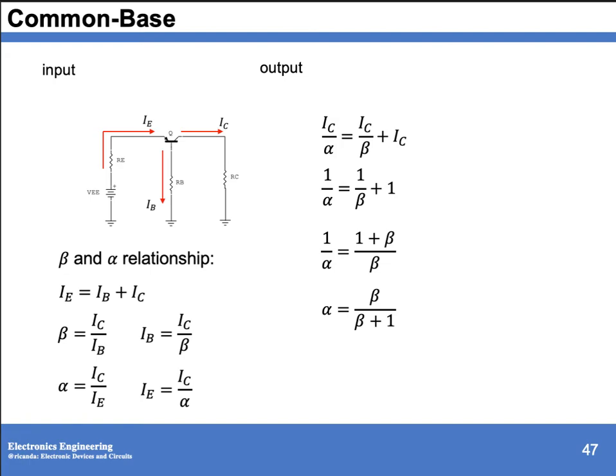And if we solve for beta in terms of alpha, we transpose the 1 to the left side and get the LCD of the left side. So we have (1 minus alpha) over alpha equals 1 over beta. Therefore, beta equals alpha all over 1 minus alpha.